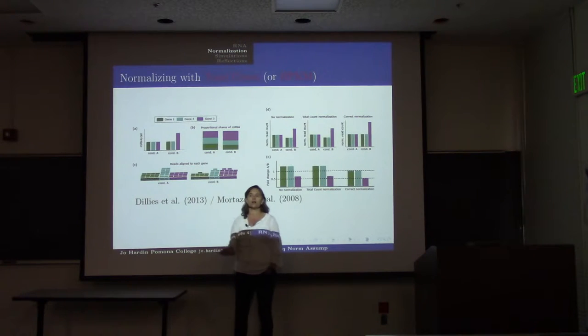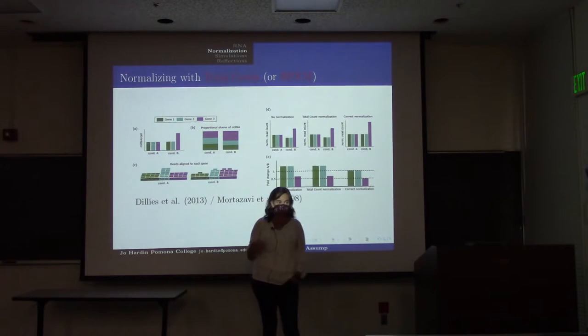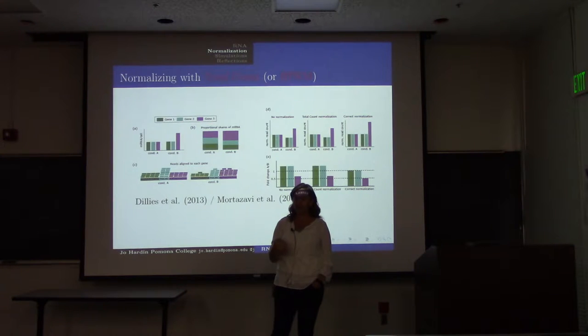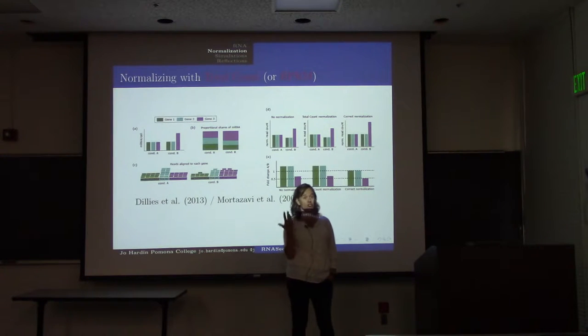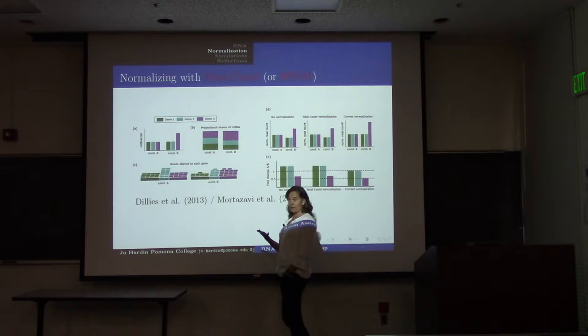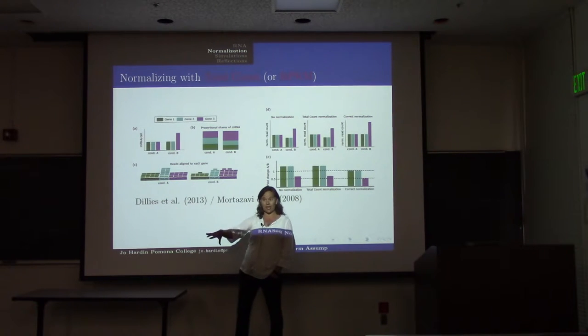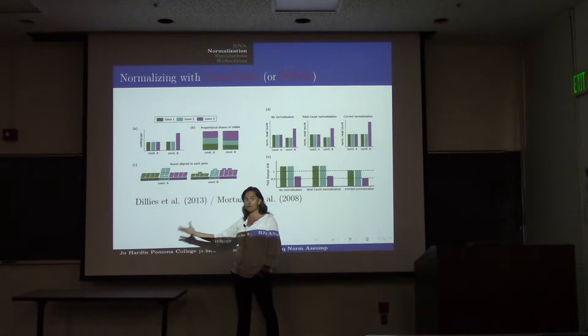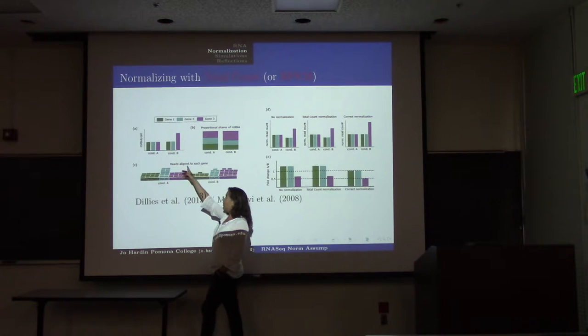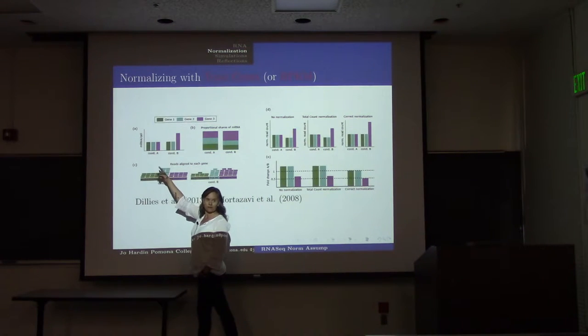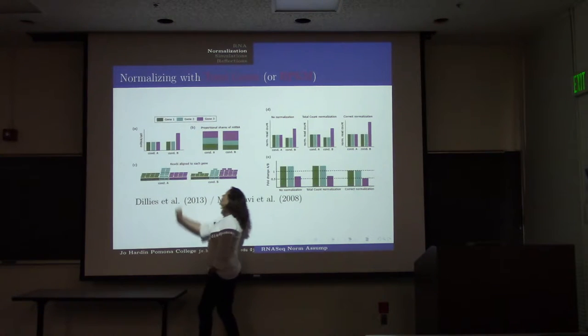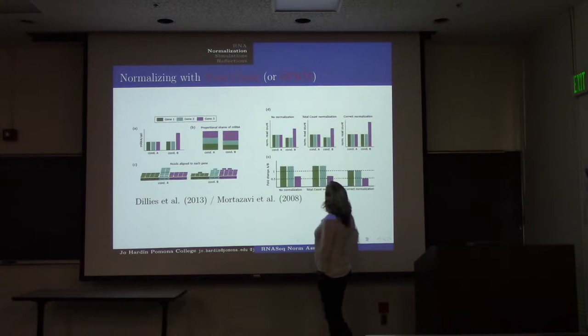Okay, so when I look per transcript instead of per cell, I see these proportional differences, even though if I'm only interested in which genes are being expressed more, the purple is the only one. So this is my truth here. This is what I'm trying to recover.